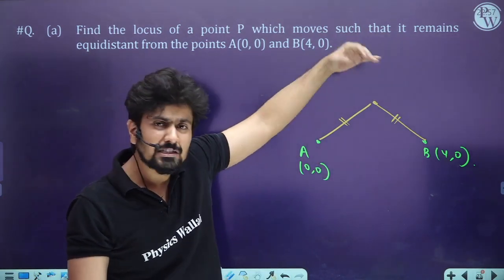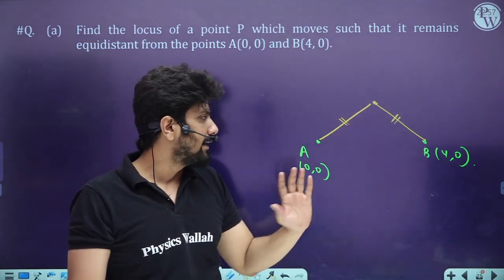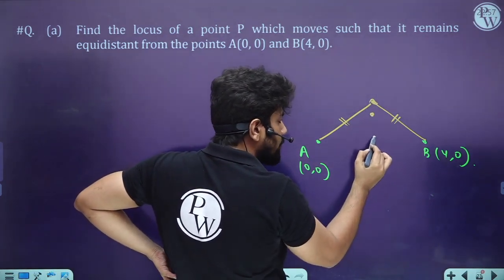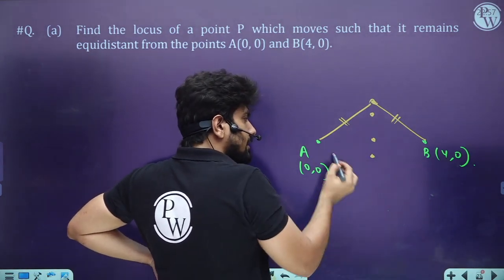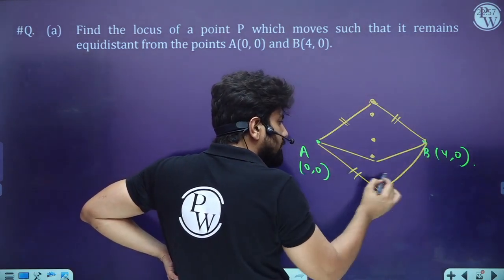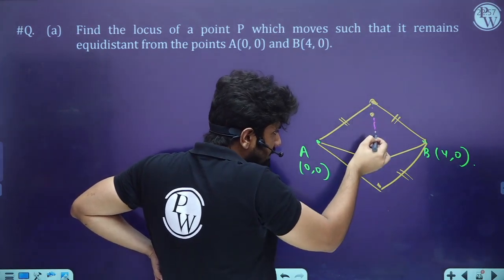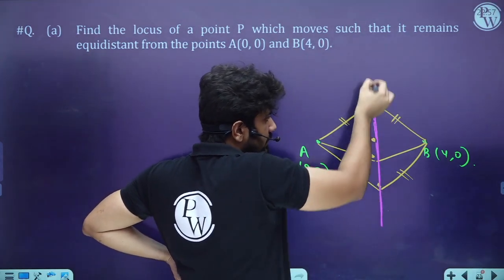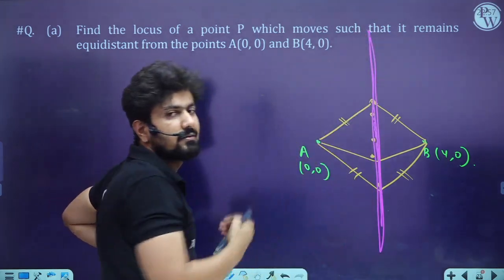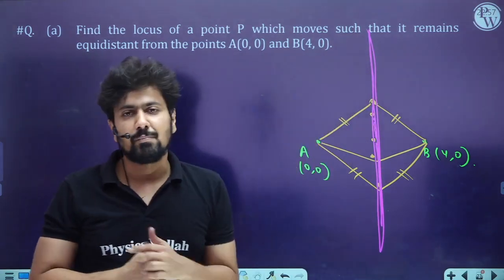Locus means path. There is not just a single point which is satisfying this condition. On this entire plane, there are infinite points. This point is also satisfying, this point is also satisfying, this point is also equidistant from these two points. So there are basically infinite points. And if we join all of these points, the set of all these points will produce a path. And we are looking to find the equation of this path.